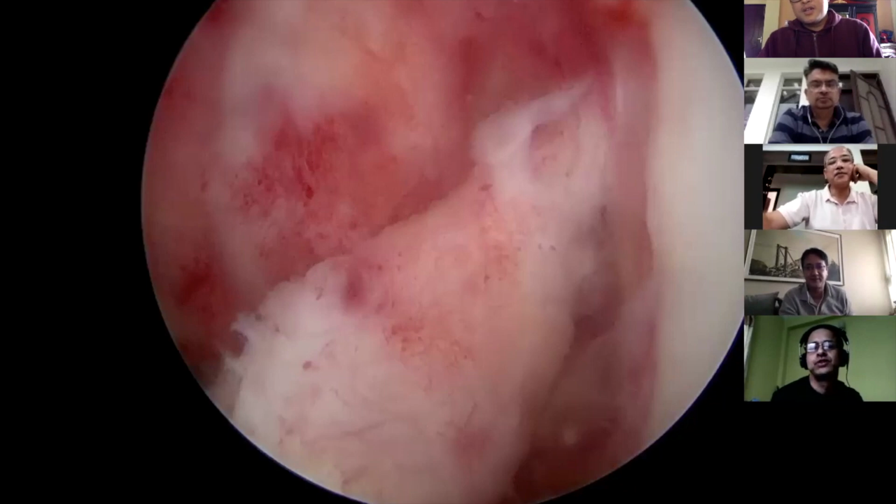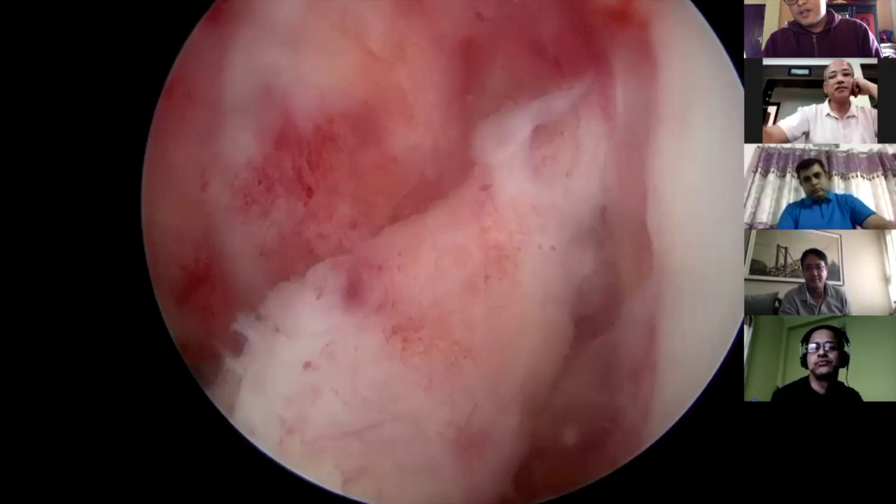Naveen sir, will you debride it all or will you preserve? I will debride on the femoral part, but on the tibial part, I think I can preserve a lot of remnant. Okay, sir, there are three opinions now: debride it all, debride only the fibrous tissue, or preserve. This is remnant of ACL.